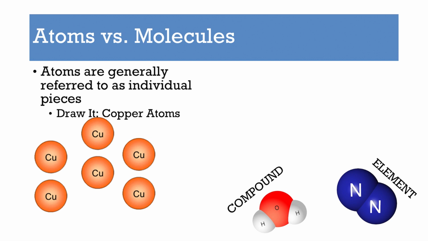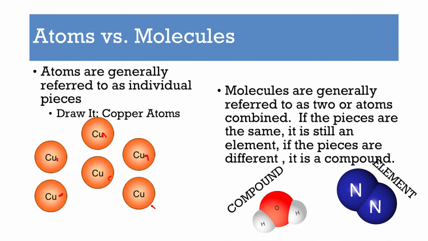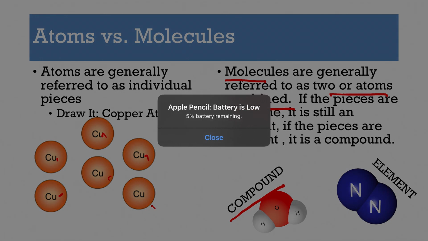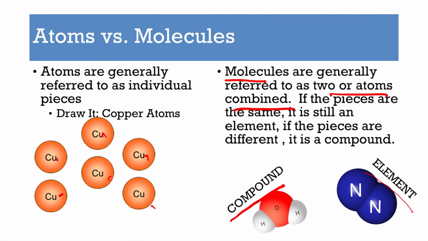Now, atoms versus the term molecule. We technically use them interchangeably, but they do have their own differences. An atom is generally referred to as an individual piece. So right now you have 6 copper atoms. We're talking about one thing. Now, a molecule generally has 2 or more atoms combined. But under the term molecule, it can be either a compound or an element.